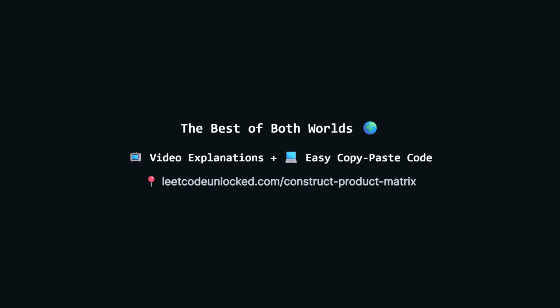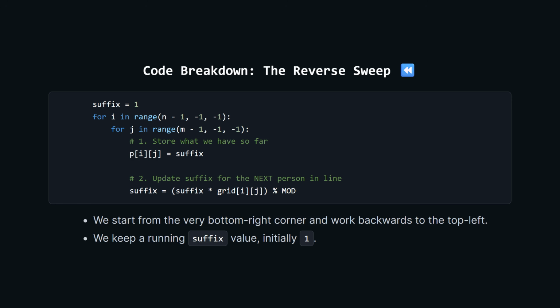Now getting back to the explanation, let's break down that first sweep. We start our loop from the very end of the grid, the bottom right corner, and move backwards.